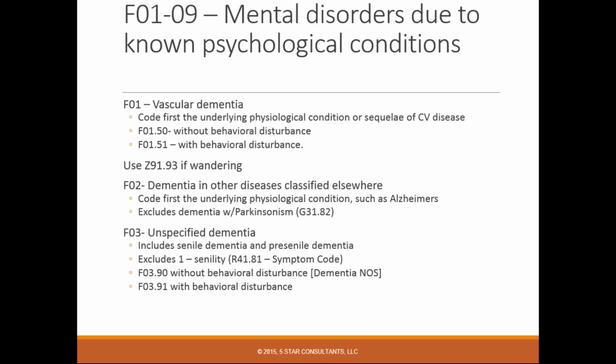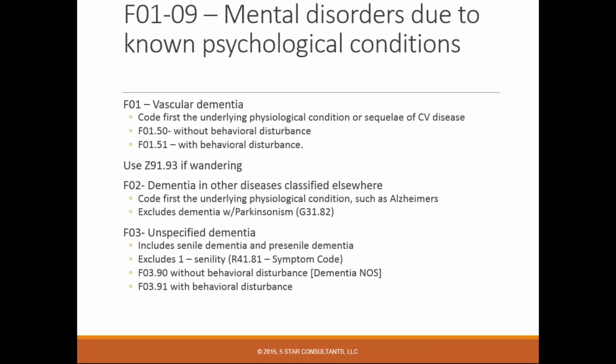Okay, so you'd have G30 followed by F02, and then, of course, with or without behavioral disturbance, and a Z code for wandering. And then F03 is a broad category for our unspecified dementias. It does include senile dementia and pre-senile, but we do have senile dementia a lot in ICD-9 that is separate from, if you think of 294.20 for our unspecified dementia, then you think of 290.0 for senile dementia. Well, they're grouped together now as F03, and that does exclude senility.